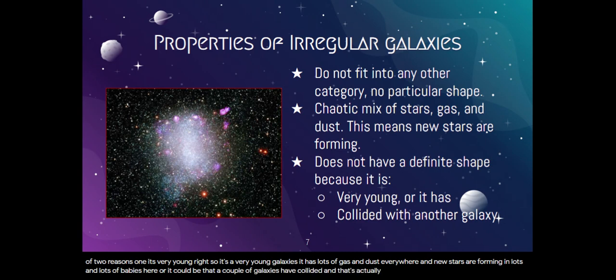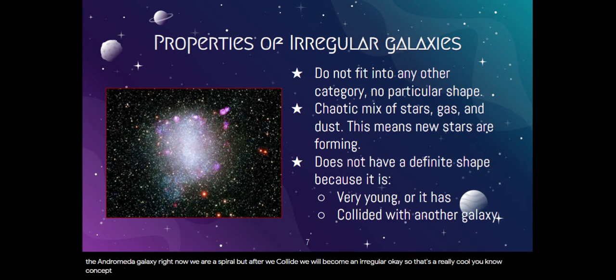And that's actually eventually what's going to happen with our galaxy. We are on a collision course with the Andromeda galaxy. Right now we are a spiral, but after we collide, we will become an irregular. Okay? So that's a really cool concept to think about. We won't be around then, but all the galaxies in the universe are in motion and they are moving through space.